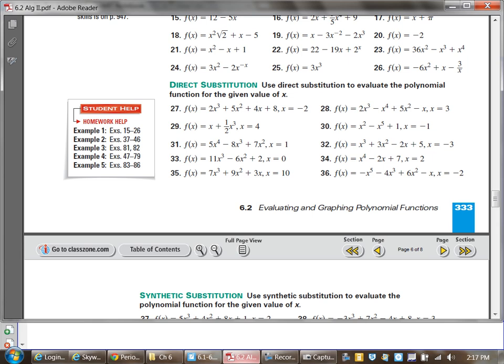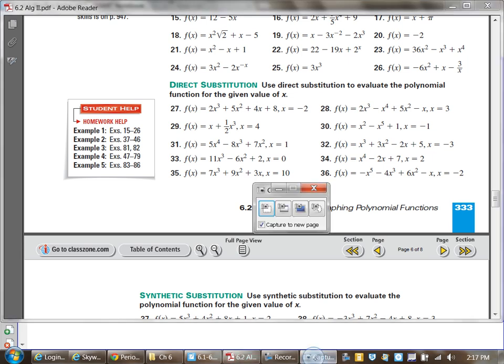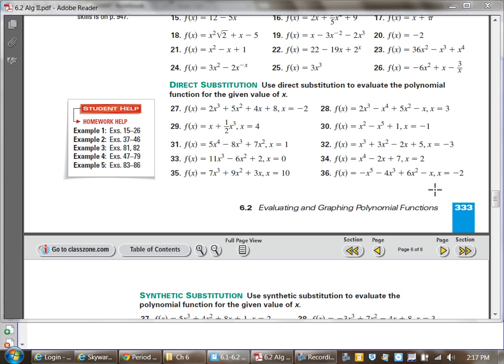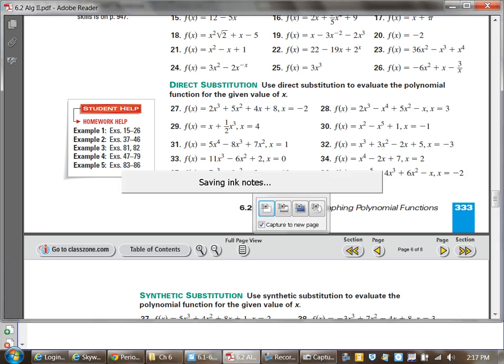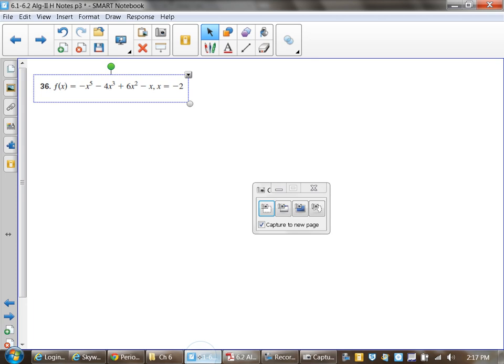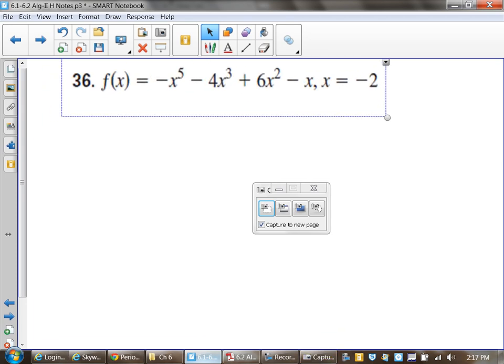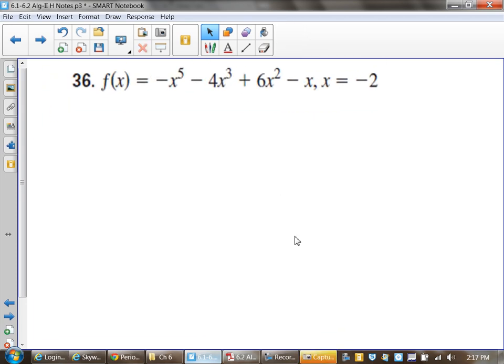What I want to remind you guys of when you're doing synthetic division, and I have an example I just want to show you to make sure that you got this one right. Was it the adding of the exponents that aren't there? Yes. I want to look at 36 real fast. There's a little bit of a trick involved when you're doing synthetic division with polynomials.